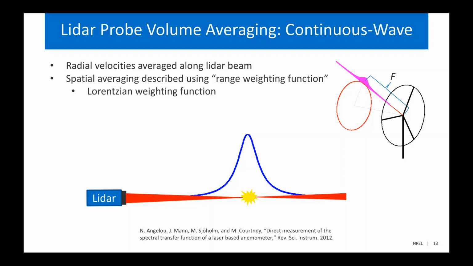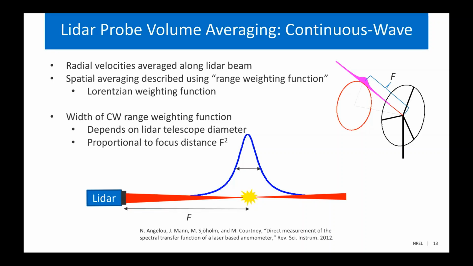So the range weighting function is shown here in blue, and it's highlighting how the wind velocities at our focus point are going to be weighted most heavily in the measurement, and then as we move away from the focus point, the contribution of those velocities will decrease.